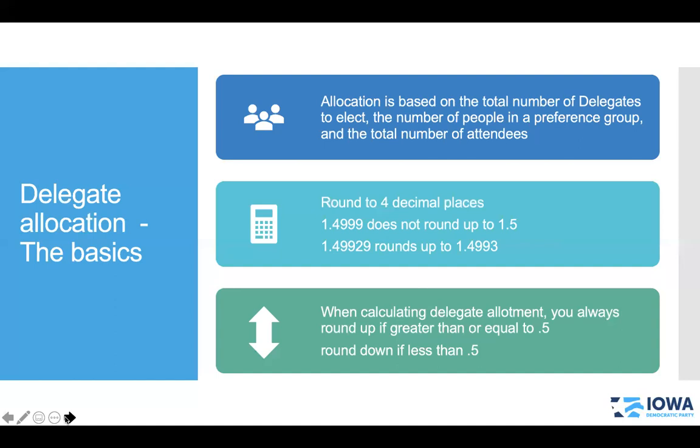You should remember that, going back to our 3rd grade math, as I somewhat joked in the last section, when you're calculating delegate allotment, you should always round up if the number is greater than or equal to 0.5, and you will round down if it is less than 0.5.